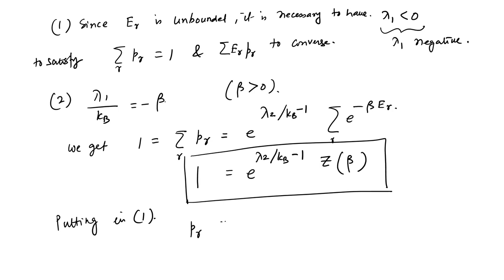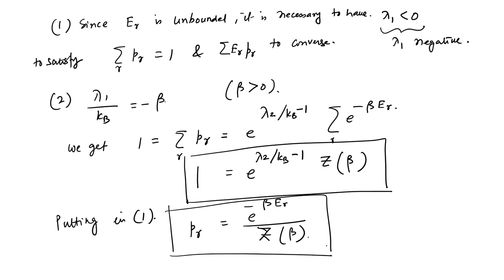So we get P_r equal to exponential minus beta E_r divided by this Z of beta, which is the canonical partition function. Which means that this distribution really extremizes or maximizes the entropy with a mean energy of E.